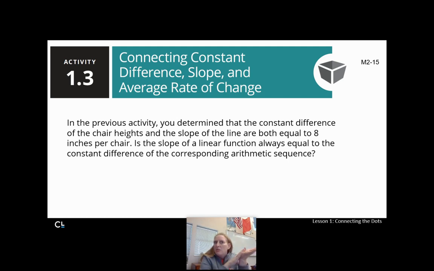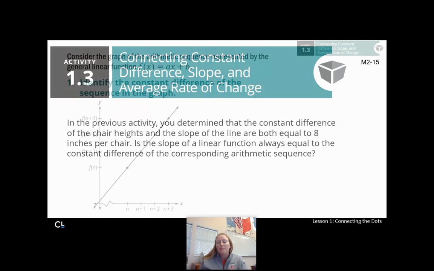We noticed last time that our constant difference or common difference was the same as the slope of the line of the function, but is that always true? So here's what we're going to do. It may look a little weird, but we're going to play with letters instead of numbers to see if we can prove that it always works.